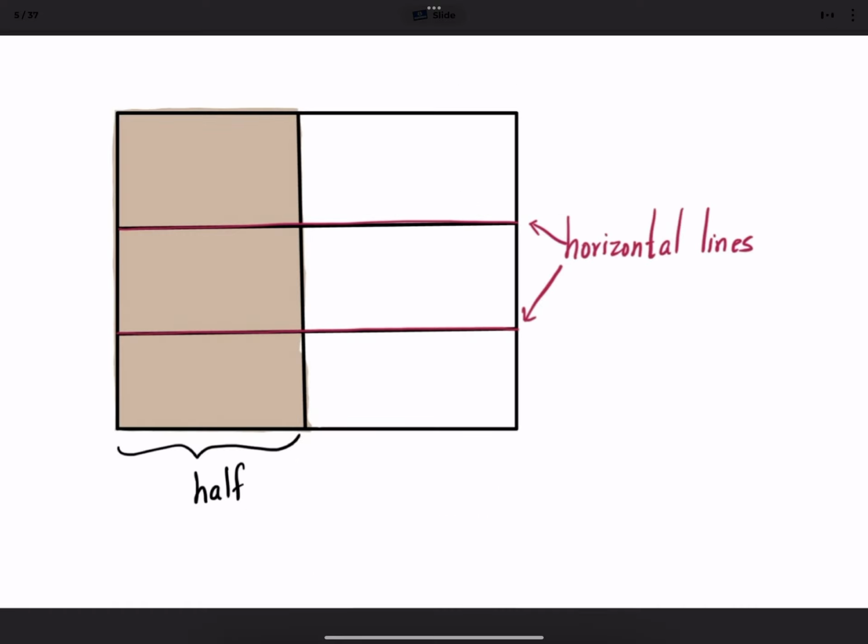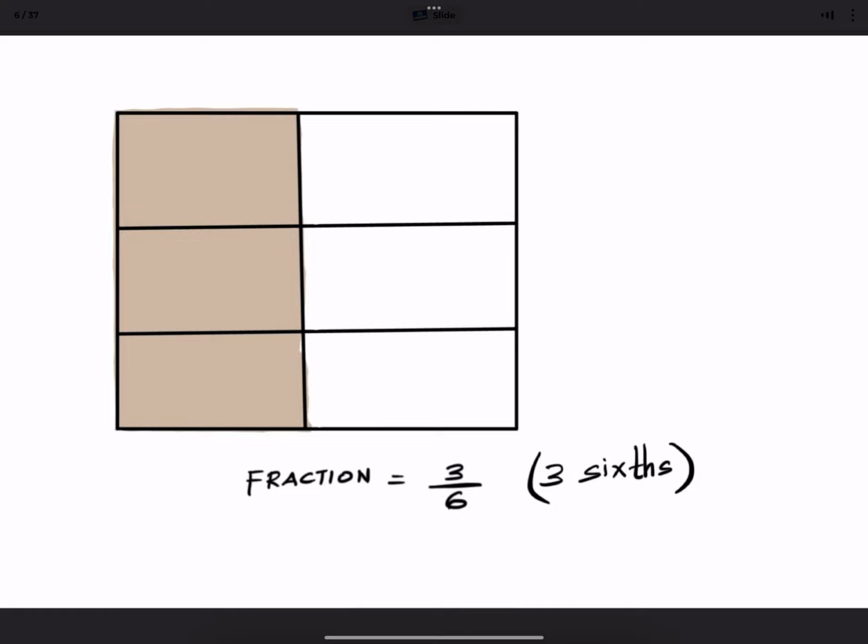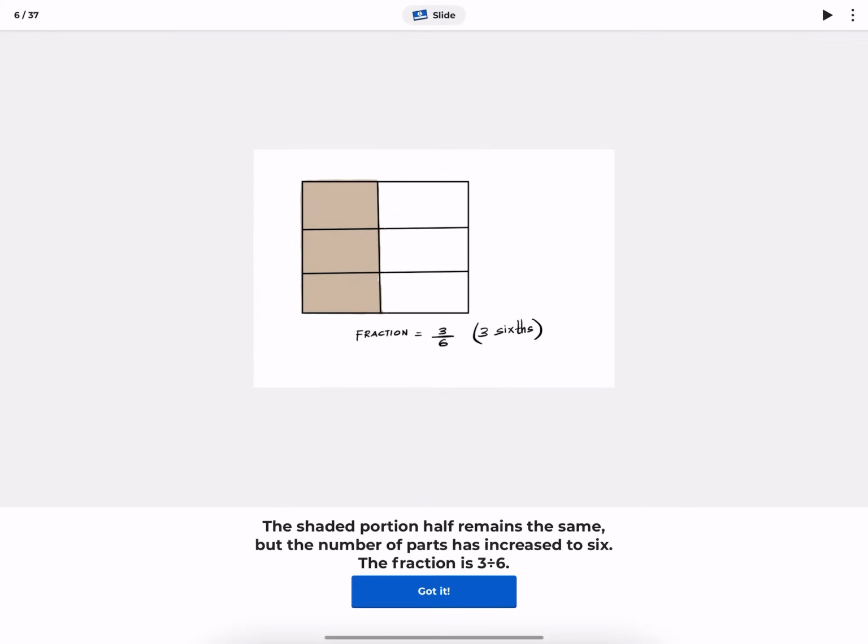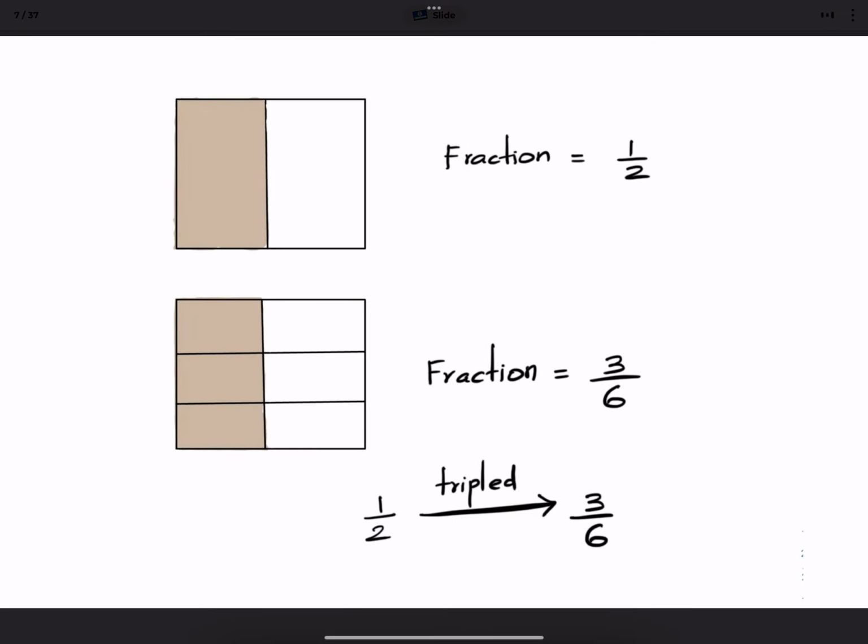Now, I have drawn another horizontal line. The shaded portion still remains the same, but the number of parts has increased. The shaded portion, half, remains the same, but the number of parts has increased to 6. The fraction is 3 divided by 6. After the two horizontal lines were drawn, the number of parts has tripled.